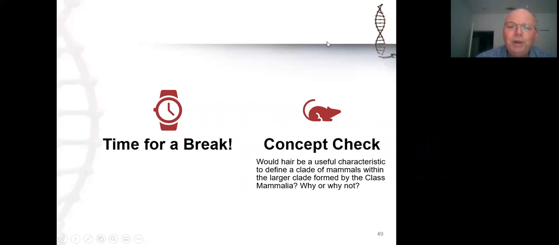So welcome back from the break. Let's take a look at the concept check question so we can move along from here. Remember that hair is actually a common feature of all mammals. So if we were trying to define a subset clade within the larger clade mammals, we would expect that hair would be found not only within the clade that we're defining, our subset clade, but would also be present in all mammals. And so we couldn't really use hair as a defining feature for our clade.